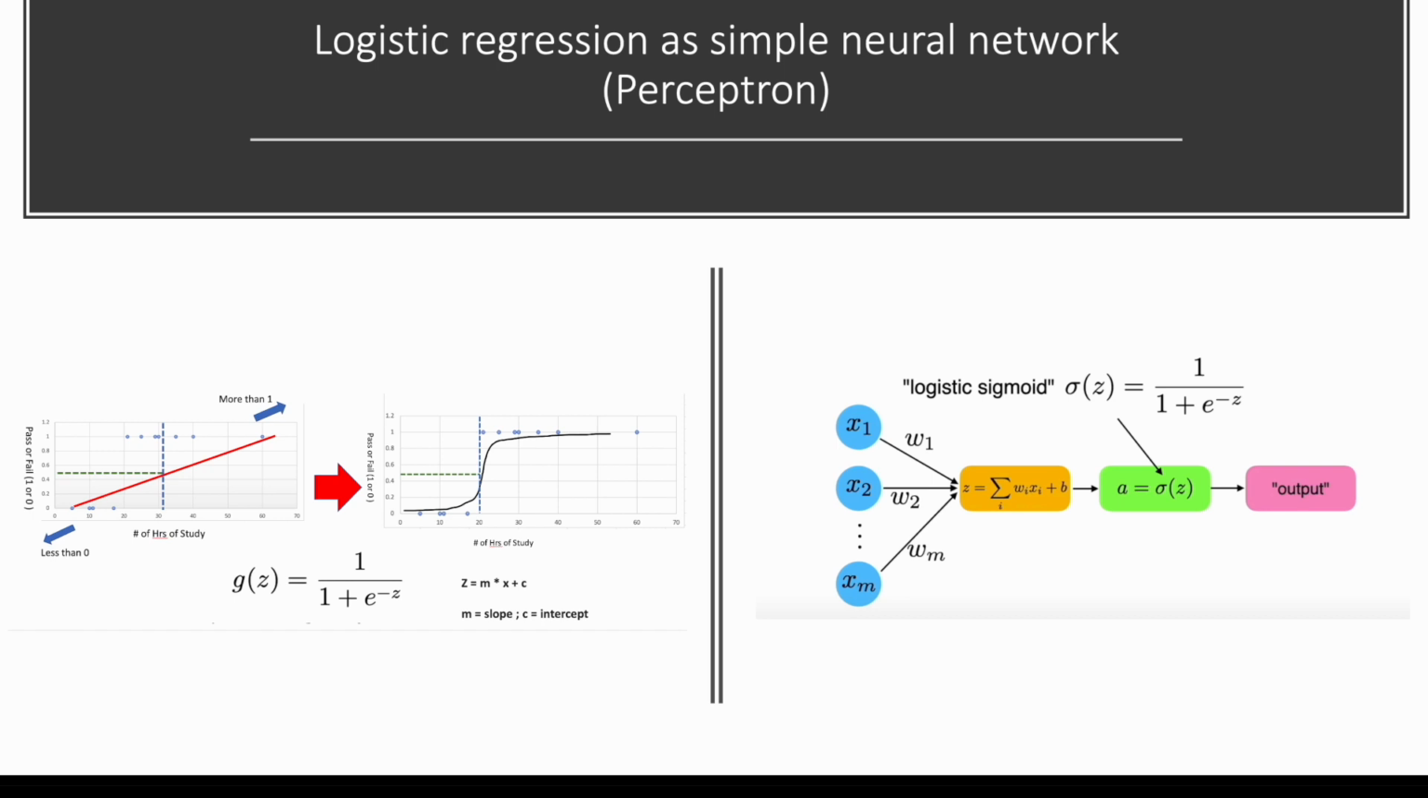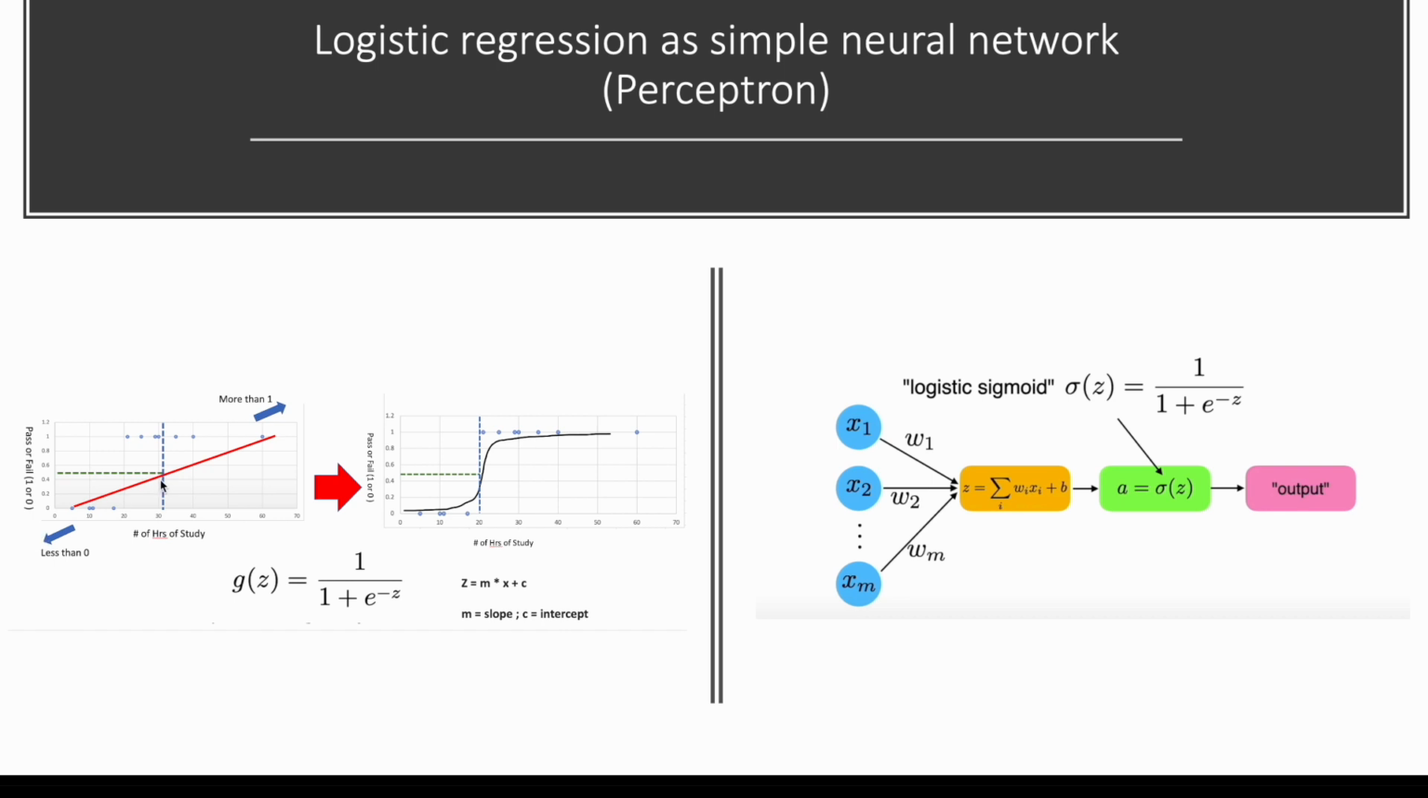So first things first, why is logistic regression considered as a simple neural network? Towards my left side of the screen, this is what we have discussed in part 1 of this video series. Just a quick recap: on the left side, we were trying to fit a straight line through our categorical output data, right? So we had this pass or fail, which was 0 and 1, and we encountered a problem that my line extends from positive infinity to negative infinity, and it is not doing a good job of predicting the categorical data.